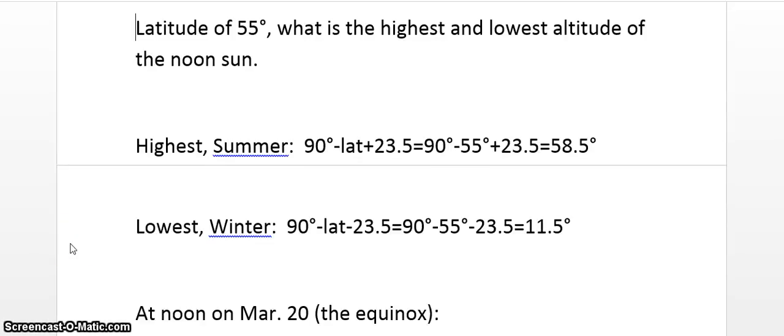Alright, so here's an example problem like the online chapter challenge 4. There's actually two problems like this. So suppose you wanted to know at a particular latitude how high or how low the sun was going to be at noon. Of course, at noon the sun is the highest in the sky.